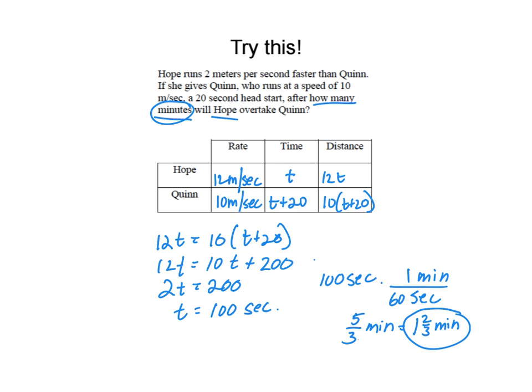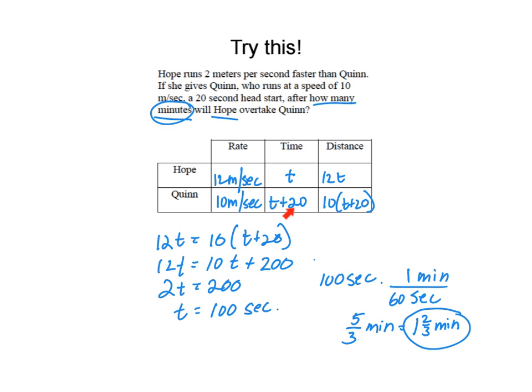So let's talk about this one. Hope runs 2 meters per second faster than Quinn. If she gives Quinn, who runs at a speed of 10 meters per second, a 20-second head start, after how many minutes, notice I circled minutes, will Hope overtake Quinn? Now, the reason I underlined Hope here is I want to know how long Hope has to run to catch up to Quinn. So since that's the question, I'm going to call my variable t the length of time that Hope runs. Well, she gives Quinn a 20-second head start. So Quinn is running 20 seconds longer than Hope.